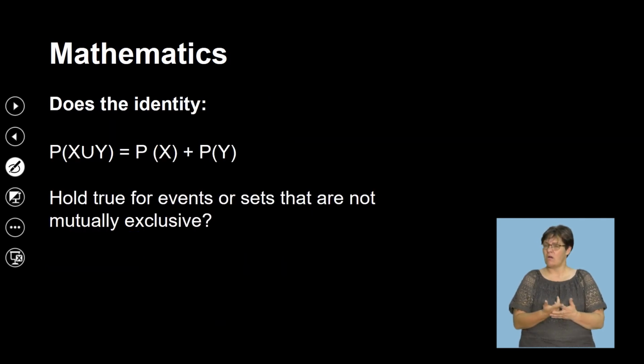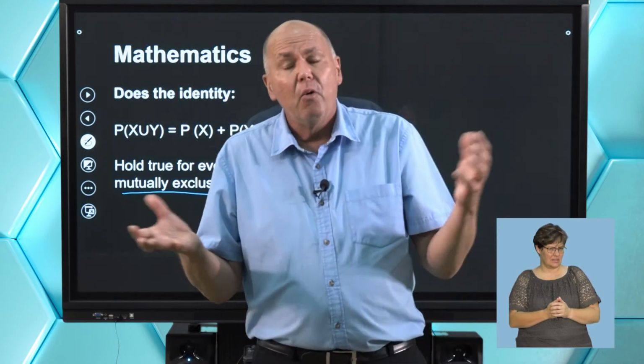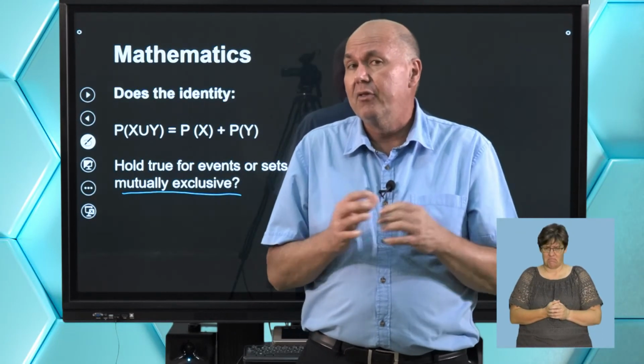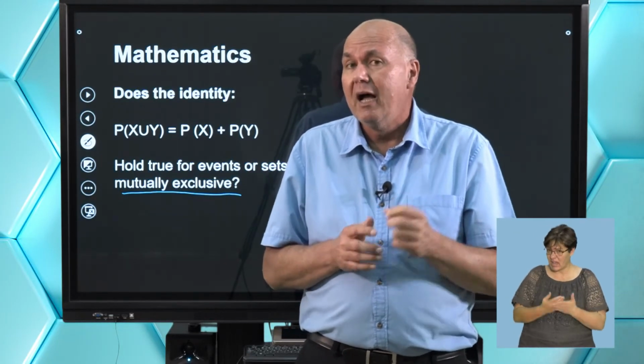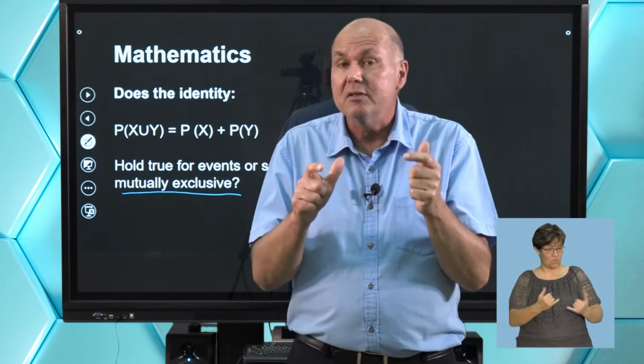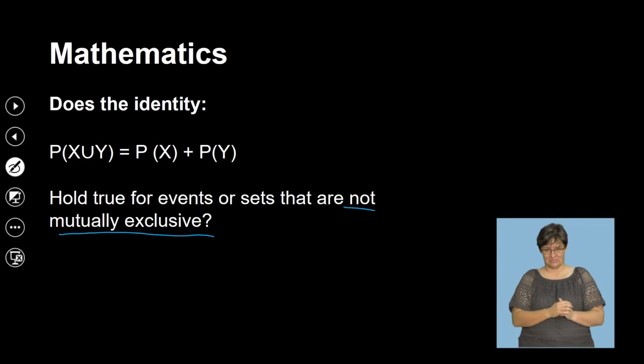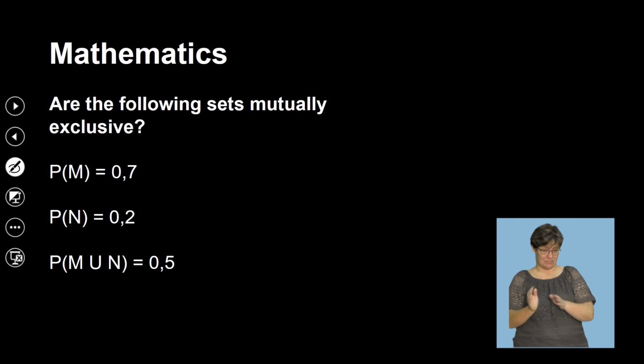And here we're going to ask the question: does this identity hold true for events or sets that are not mutually exclusive? I want you to think about that. Do you really think that that will work or not? I want you to reflect on it. And I'm not going to answer it in this lesson, but you'll have to wait for our next lesson to do that. But in the meantime, let's have a look at another problem.